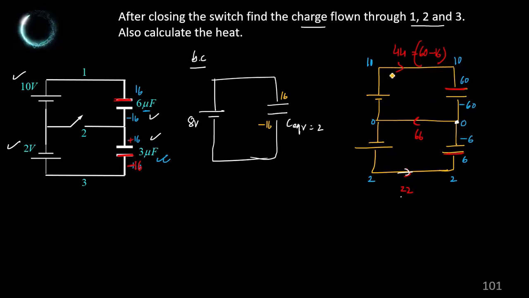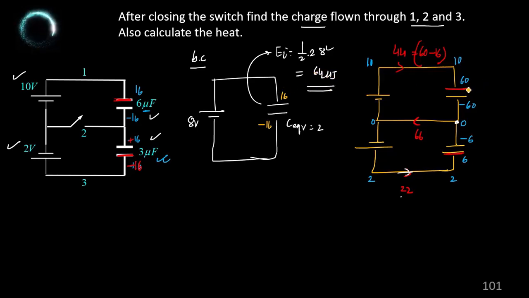Now I can calculate the initial energy and final energy. So the initial energy of this system, EI, should be equal to half C V square. So C equivalent is half, 2 into V square, which means 8 square, which means 64 microjoule. So this is the initial energy.